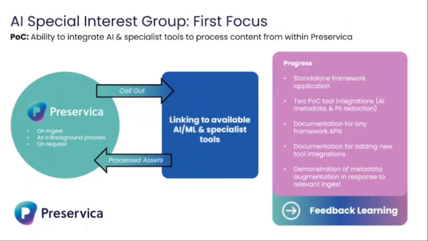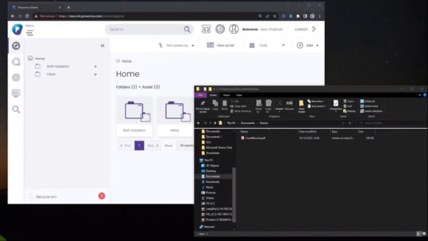So where are we on the focus group and the proof of concept? We have a standalone framework application, so we've built the framework. We've got 3 proofs of concept now, so already this is out of date. We'll be showing 2 today. And we've documented the framework for the APIs. We've documented how we add new tool integrations, and we've got the demonstrations we'll be showing today. What we want to do is get the feedback and the learning from you as we go forward as well. So looking forward to getting your feedback on this. And with this, I'd like to pass over to Jack from the innovation team.